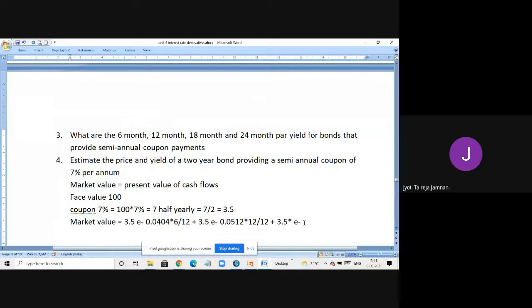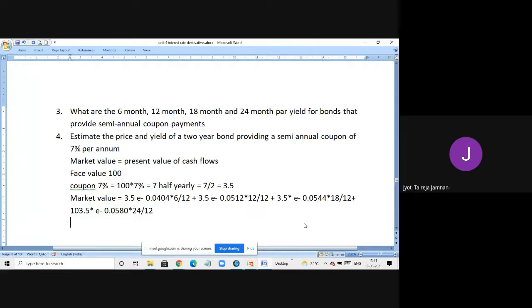3.5 into the third installment, e raised to minus the third bond rate, that is the rate of the bond for bond C was 0.0544 into 18 by 12, that is 1.5 years, plus the last installment, you will receive 100 rupees principal plus 3.5, which is the interest, into e raised to minus, for the bond D, the rate that we had got was 0.0580. If anything else we had got, any change in the rate, please let me know.